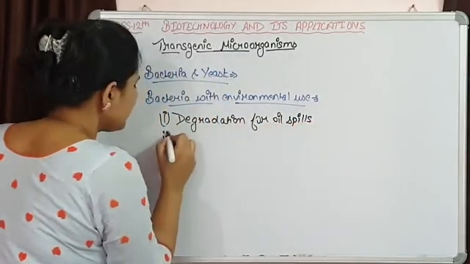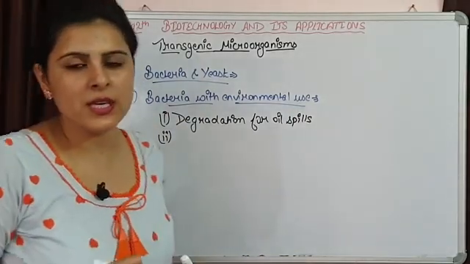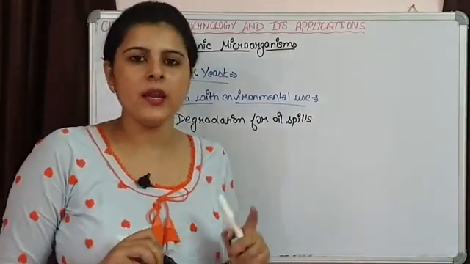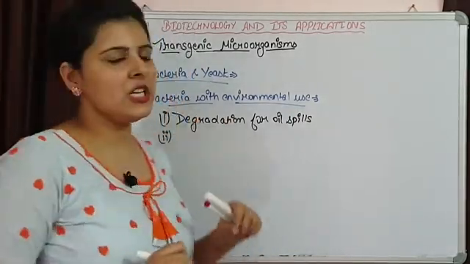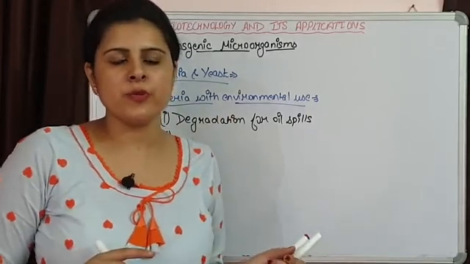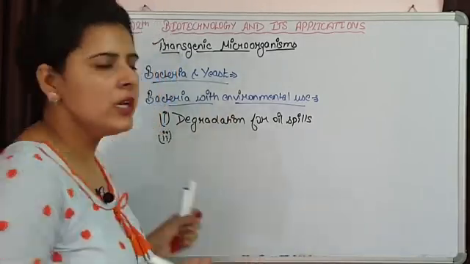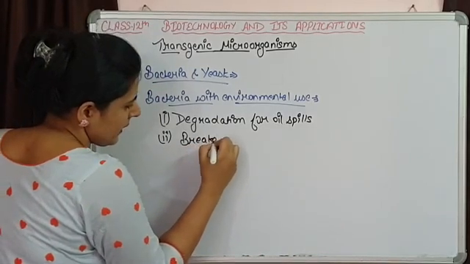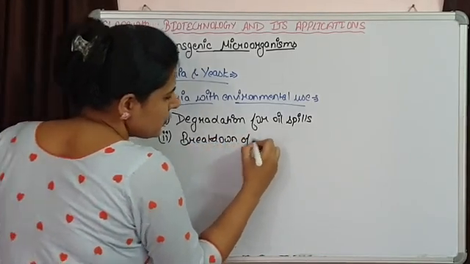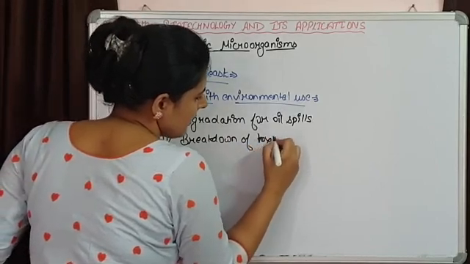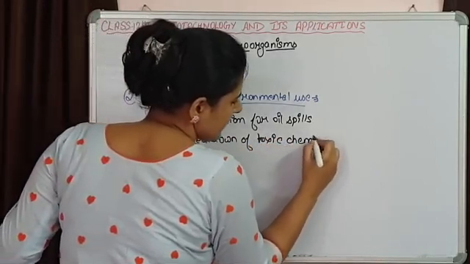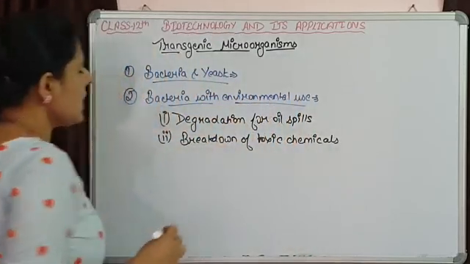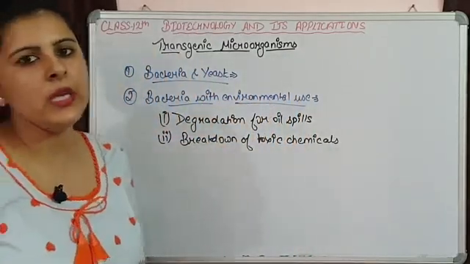There are certain chemicals which are very toxic and are present in our environment. These transgenic bacteria are also responsible for the breakdown of such harmful chemicals. So again, breakdown of toxic chemicals. That's how these bacteria are going to be used.